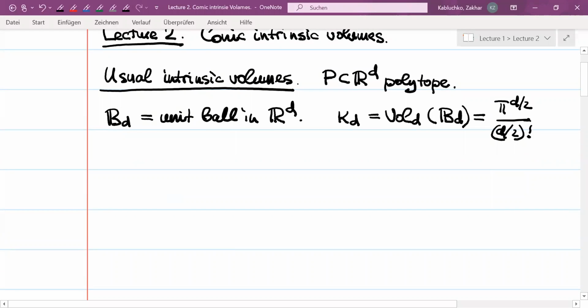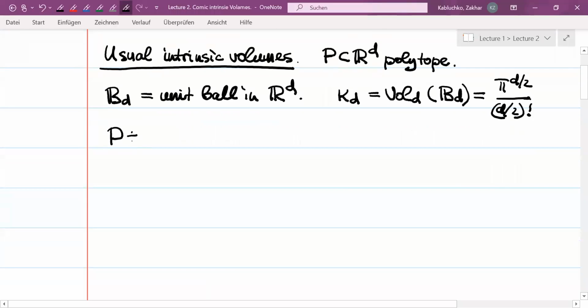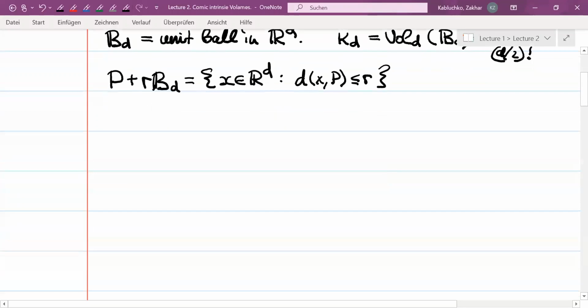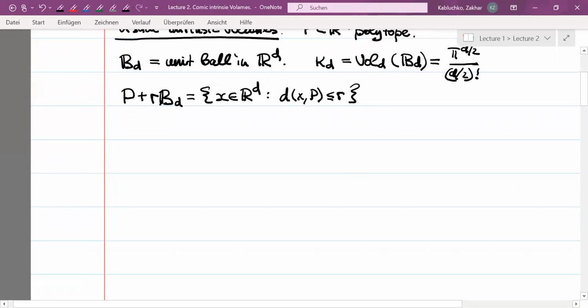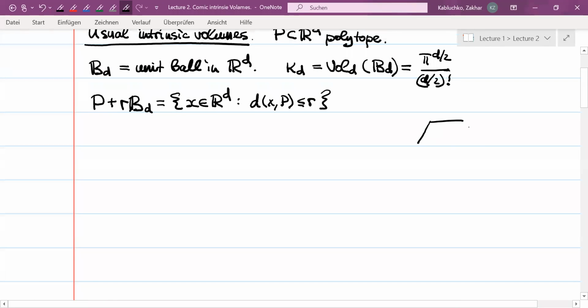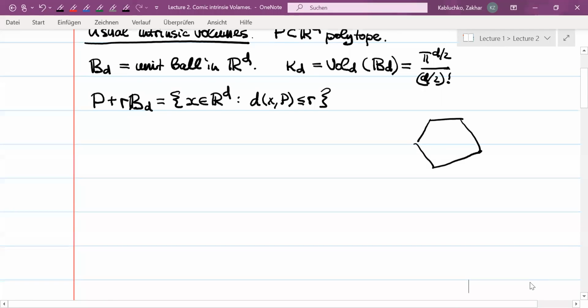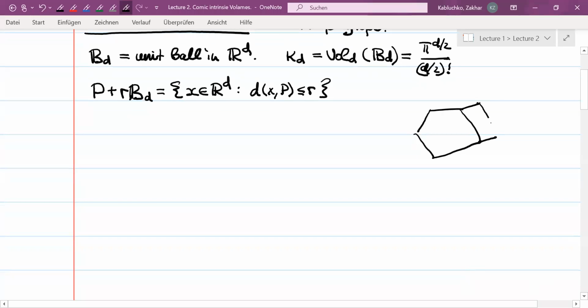Okay. So we consider the Minkowski sum of the polytope plus a ball of radius r, P + rB^D, which is the set of all x in R^d which have a distance less or equal to r to this polytope P. So in dimension 2, it looks as follows. If we have a polygon, something like this, then we consider a neighborhood of this polygon of size r, so all points which have distance at most r to this polygon P. This is P, and the neighborhood looks as follows.